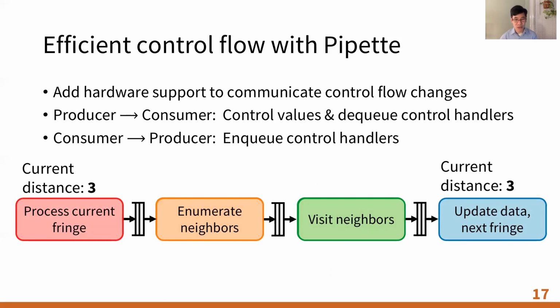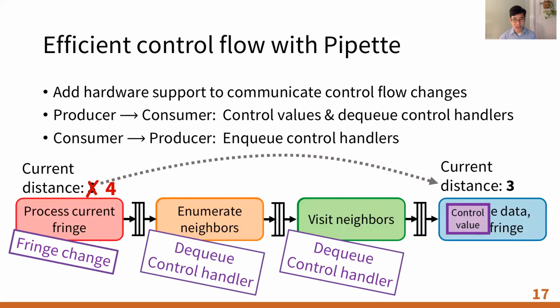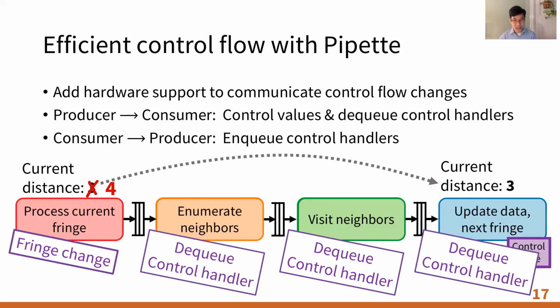To show how a control value works, let's take another look at BFS. BFS has very infrequent fringe changes that need to be communicated to the last stage after it processes all vertices at the current distance, in this case, 3. Rather than communicate through memory, we use a control value passed through these queues. When we move on to the next fringe, we set a new current distance, 4, and then we send a control value. DQ control handlers in the intermediate stages pass along this control value. The last stage's DQ control handler changes the fringe and moves on to the new current distance of 4.